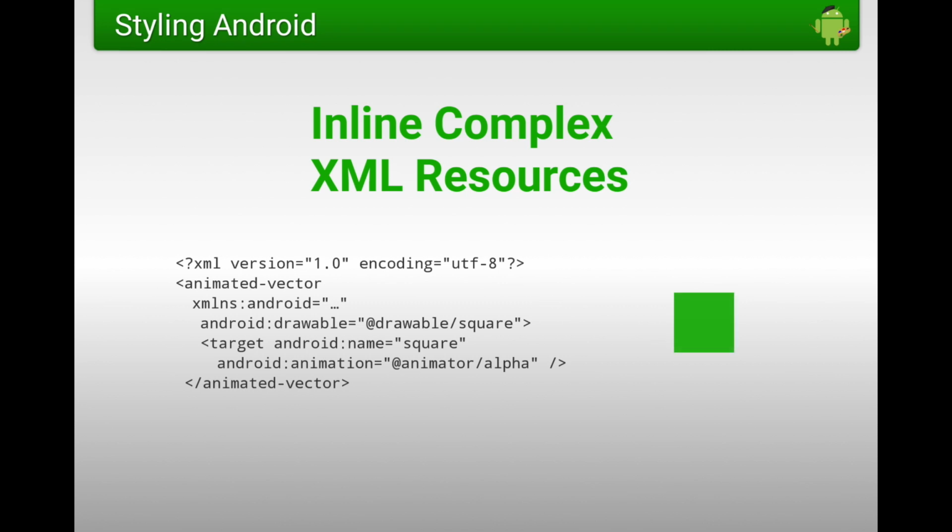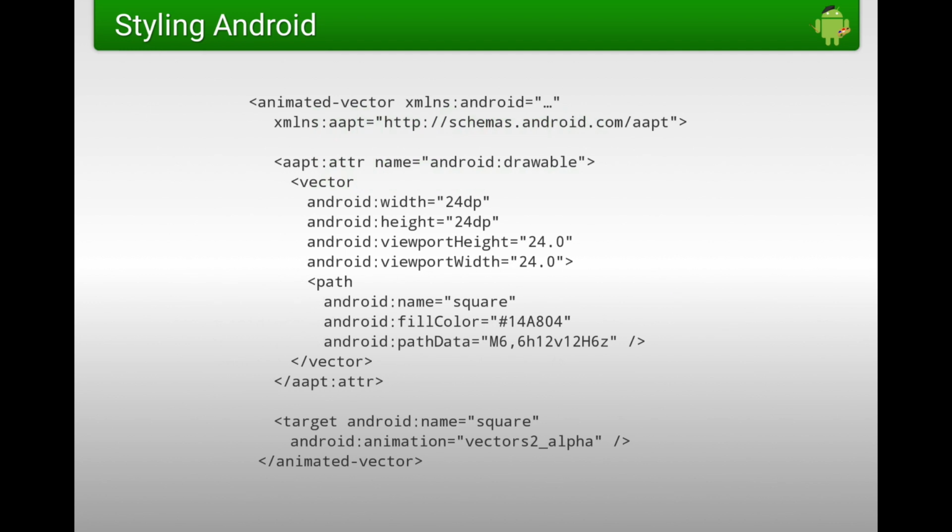And this is sometimes a problem if you're trying to keep your code all together and manageable and easy to maintain. And so this thing was brought in called inline complex XML resources. And they work like this. You first need to add a new namespace, which is AAPT. Now, some of you may be aware of AAPT and see that in build tools and stuff like that. And this is Android Asset Packaging Tool, which is another lovely mouthful, which is always difficult to remember.